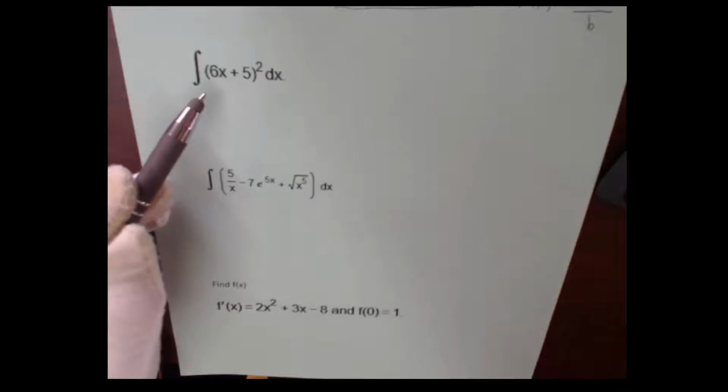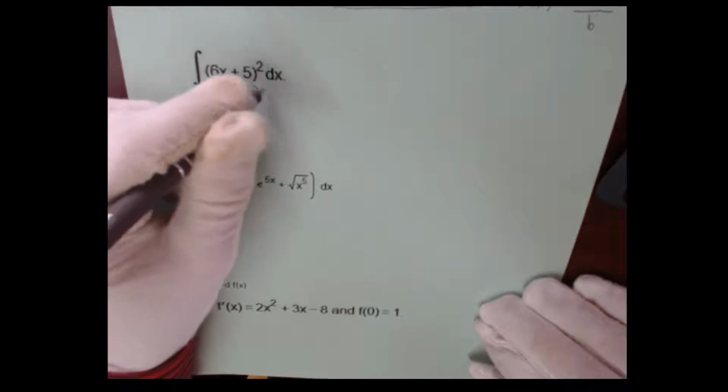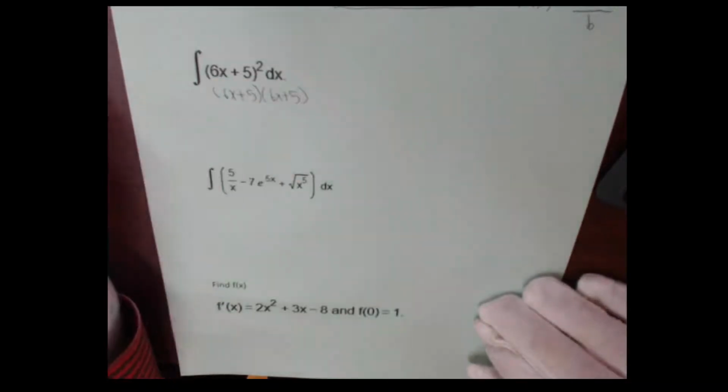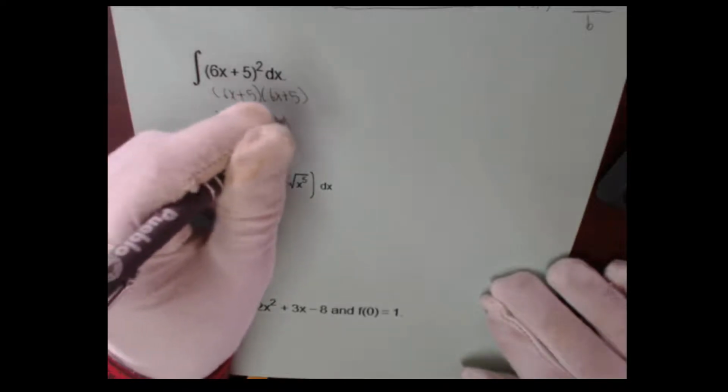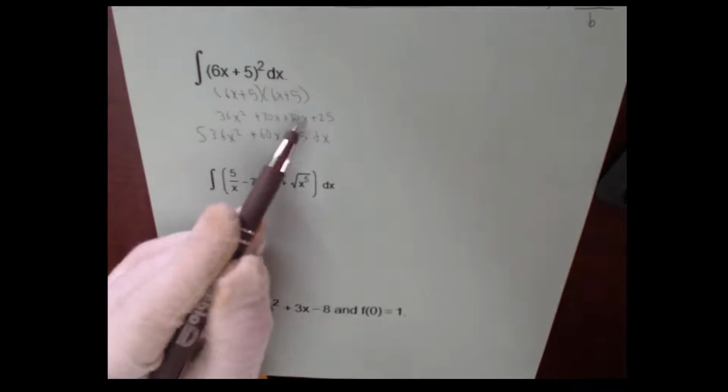So in looking at this one, I actually can't think of a way to do this without simplifying this first. So what we'll do is we'll just FOIL this out like this, and we'll get 36x squared plus 30x plus 30x plus 25. And so we get the integral of 36x squared plus 60x plus 25. So all I did there, dx. Sometimes math teachers get annoyed when you leave off the dx. And honestly, you should leave the dx because this is part of the integral. It's part of the differential.